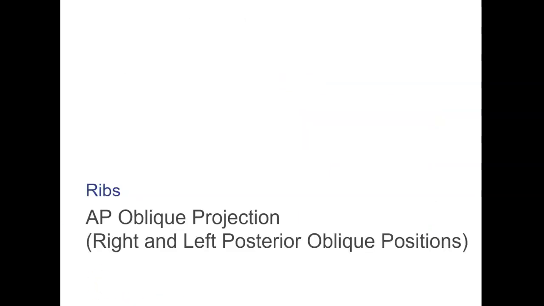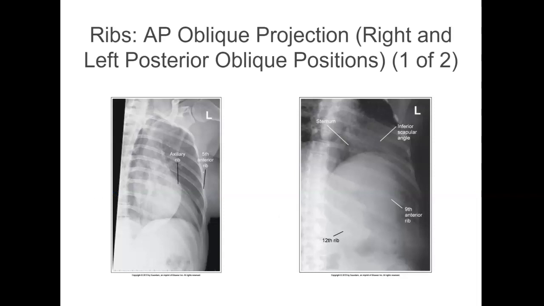Let's move on to our AP oblique projection of the ribs. Image analysis guidelines for the AP oblique projection state that the inferior sternal body should be located halfway between the vertebral column and the lateral rib surface. The axillary ribs are demonstrated without foreshortening and are located in the center of the exposure field. The anterior ribs are located at the lateral edge.